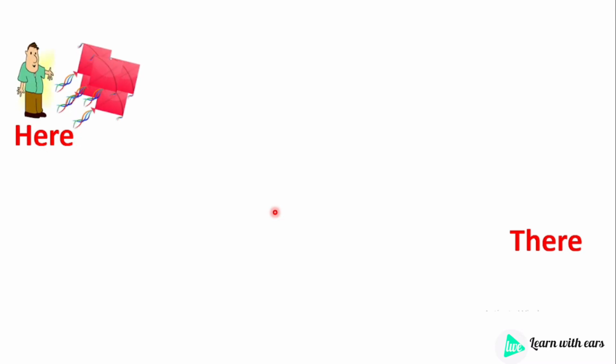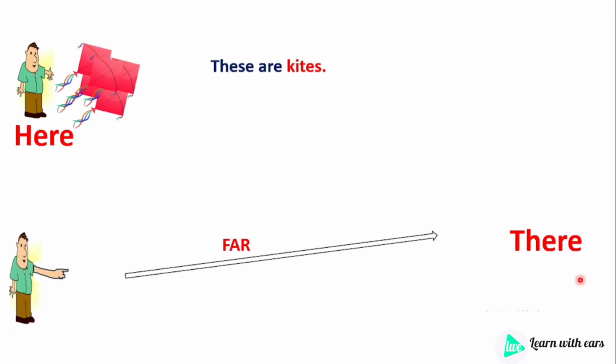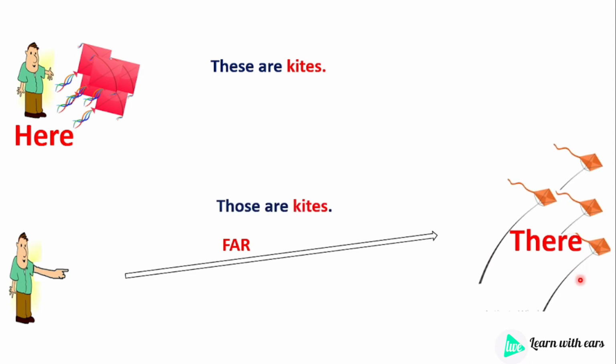Here and plural. These are kites. There, far. And plural, we use those. Those are kites. Okay, these are kites here near to me. Those are kites there. Okay, now let's do practice.